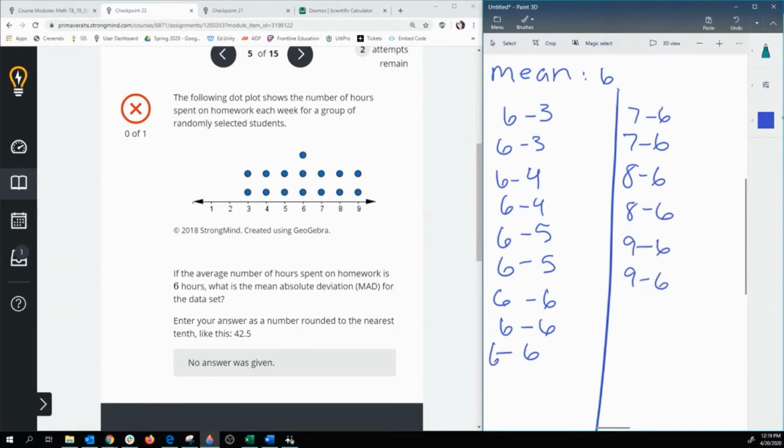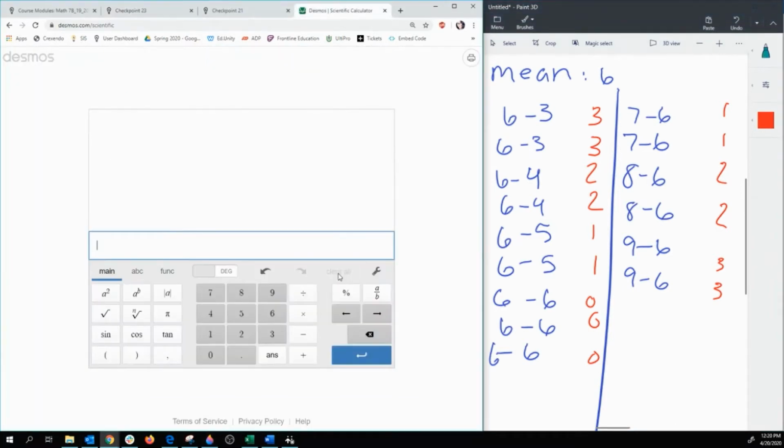And then we just want to go through and subtract all of these. So this would be 3, 3, 2, 2, 1, 1, 0, 0, 0, 1, 1, 2, 2, and 3, and 3. Okay. So now that we have all of these new data numbers in red, that's how far apart each one of our points on our dot plot is from our average. We want to find the average of all the numbers in red. So we need to add all of them up and then divide it by the total.